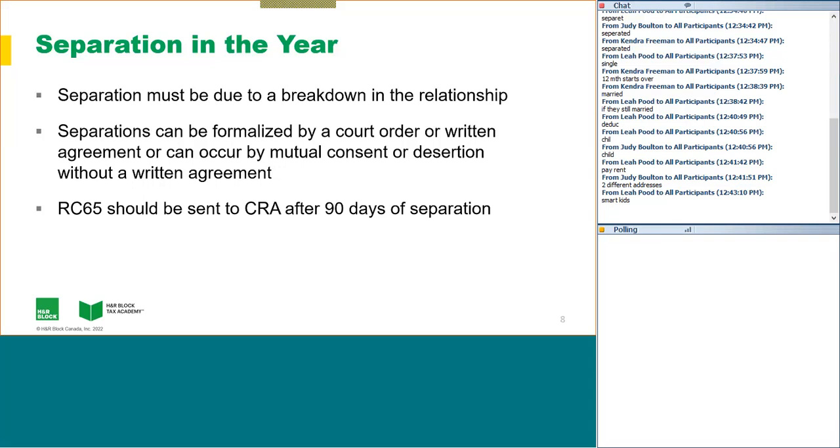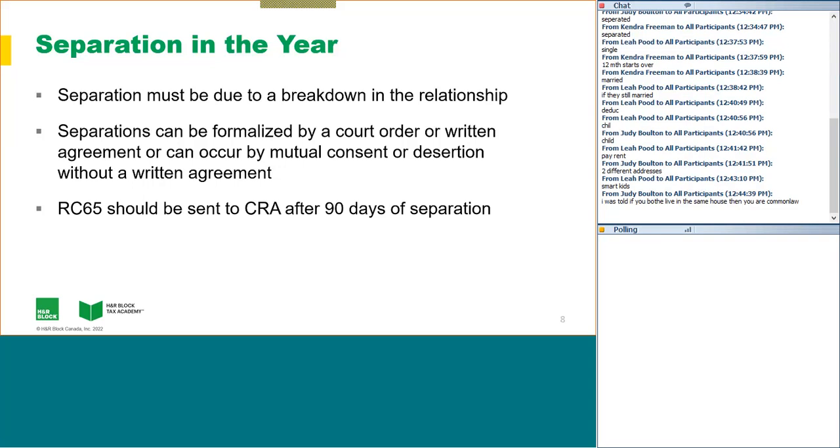There's usually some documentation you can get to say otherwise. But remember, lots of people would claim as separated if they could for tax purposes because they think they're going to get more benefits. They think they're going to get elder dependent amounts. They think they're going to get more Canada Child Benefits and other things like that. It usually doesn't work out. But the government will be a little more suspicious of people who have had a relationship breakdown significant enough to count as a separation who are still in the same house and sharing finances.